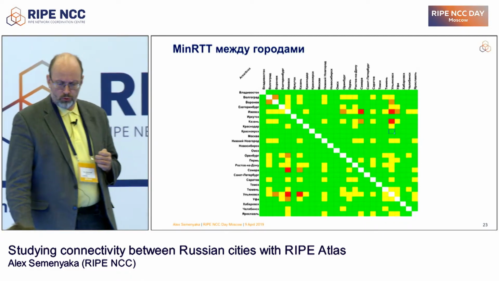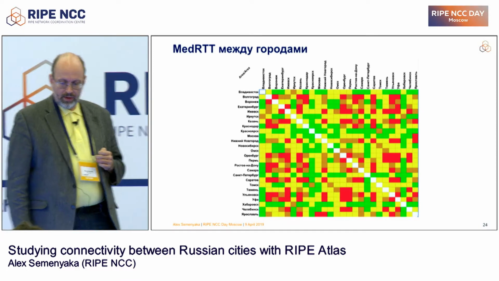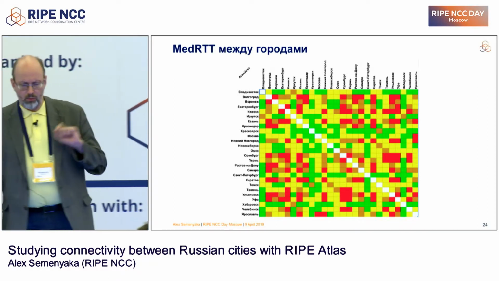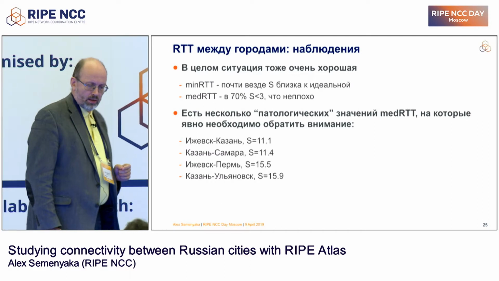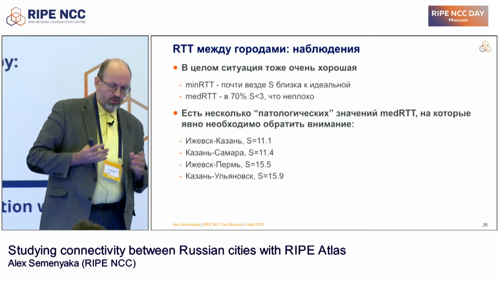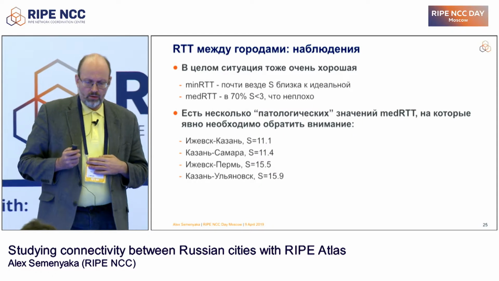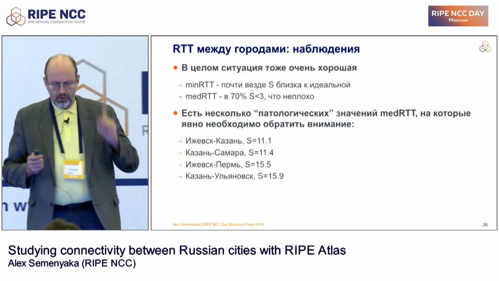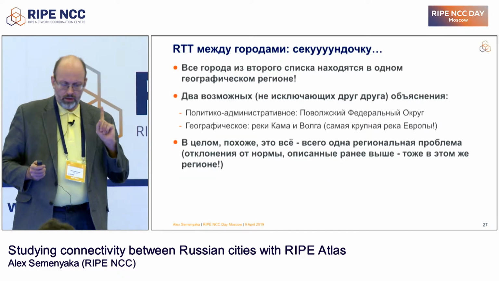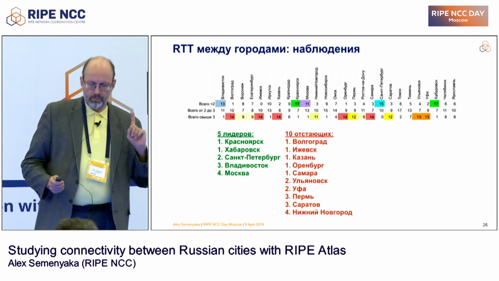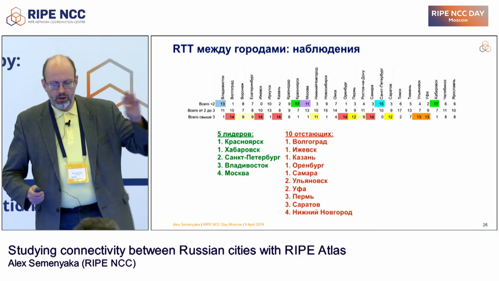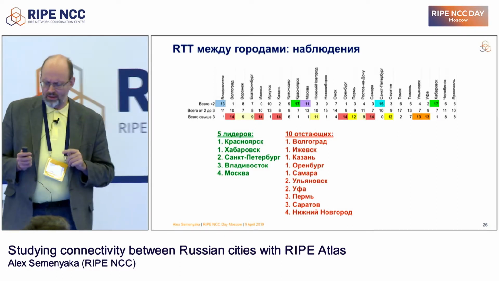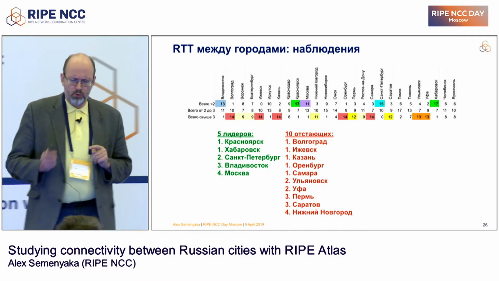Again, less than 2 is okay, and most of this field is okay, apart from the red dots. The median RTT between the cities is not looking good. And maybe this picture doesn't tell you much, but to put it in plain Russian, it turns out that on average connectivity between the Russian cities is okay, however, not without pathologies. There are certain cities, in red here, with the worst performance.